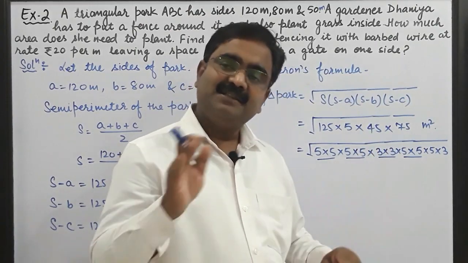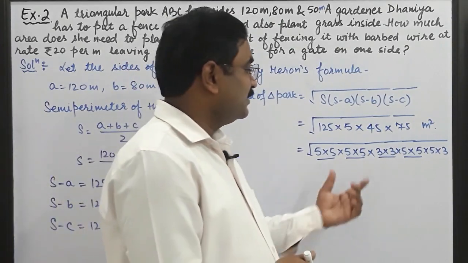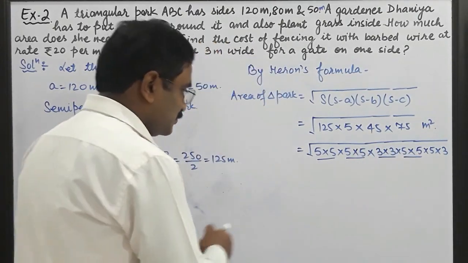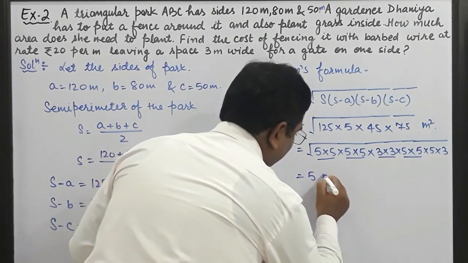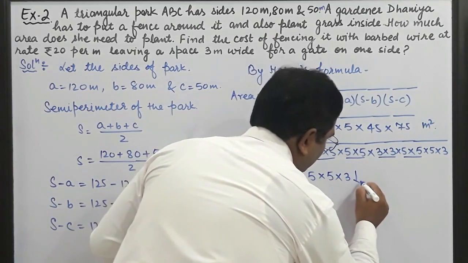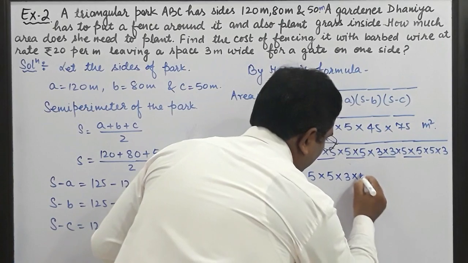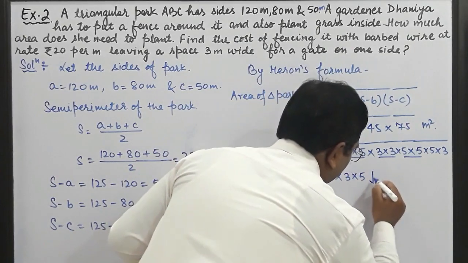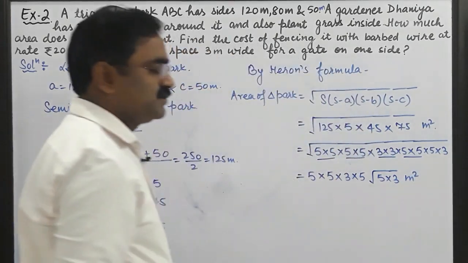So leave that in the square root, but these numbers which have a pair, you can take them out from under the root. So they will be free from the under root. This first pair multiplied by the second pair multiplied by this 3, then this 3 and this 5. Now in the square root, the remaining term is 5 multiplied by 3 meter square.